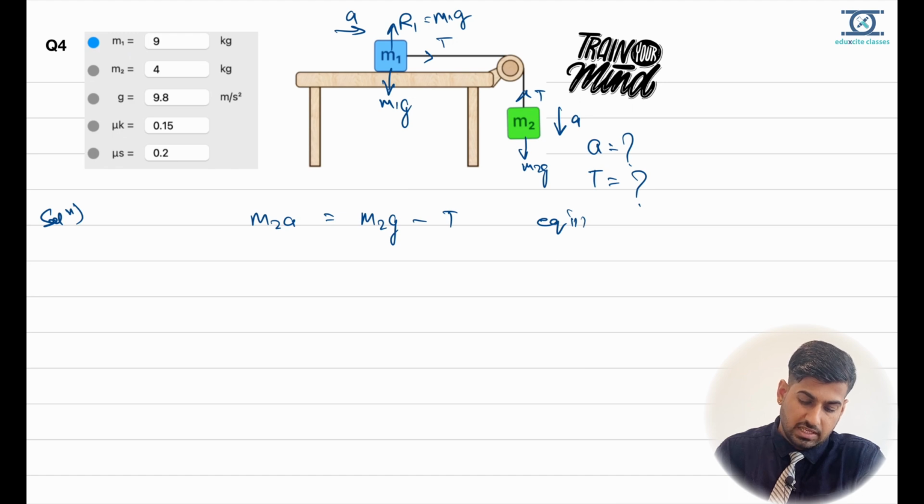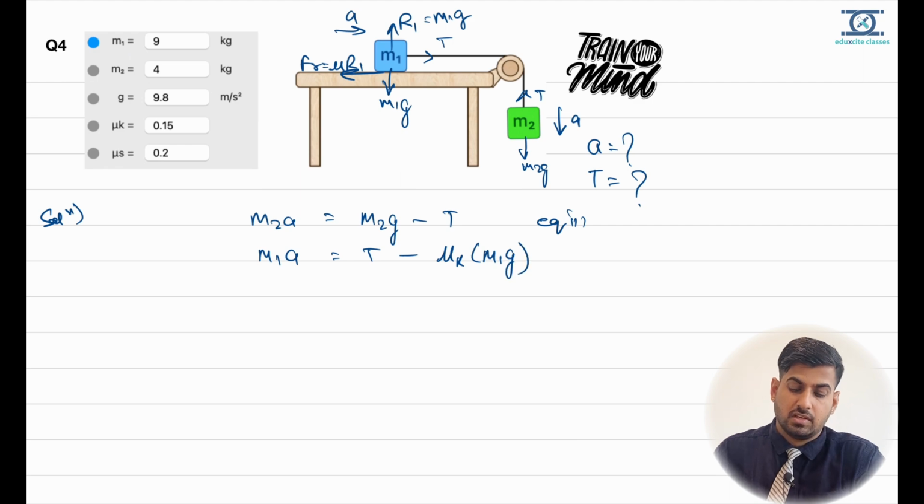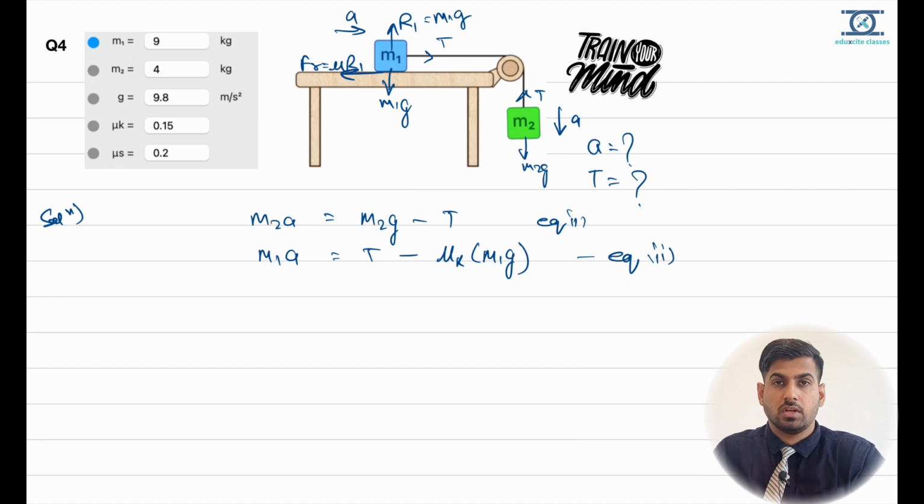Similarly for M1, I can make the equation: net force is M1A. The tension is in the direction of the motion, so the driving force is tension minus friction, and this friction is mu into R1. So mu K, because it is moving, into R1, which is M1G. I hope it is quite clear how I made equation 1 and equation 2. If you have watched the video from the start, this will be quite easy.